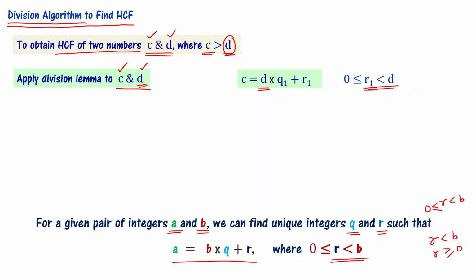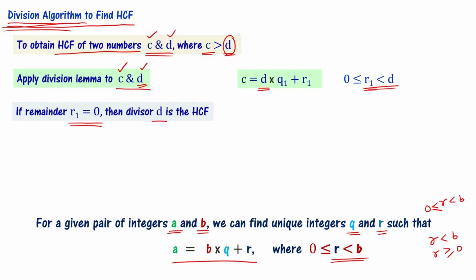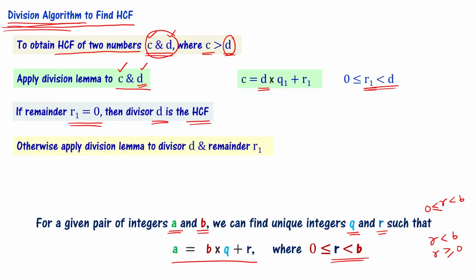Now we have to see whether the remainder is equal to 0 or not. If the remainder R1 equals 0, then the division algorithm says that the divisor D is going to be the HCF. Please note this. ఎప్పుడైతే రిమైండర్ 0 అయిందో, డివైజర్ ఏదైతే ఉందో ఆ పర్టికులర్ స్టెప్లో, that is going to be the HCF of the originally given numbers. అర్థమైందా? ఇన్ కేస్ రిమైండర్ R1 అనేది 0 అవ్వలేదు అనుకుందాం, we have to apply the division lemma again to the numbers D and R1.